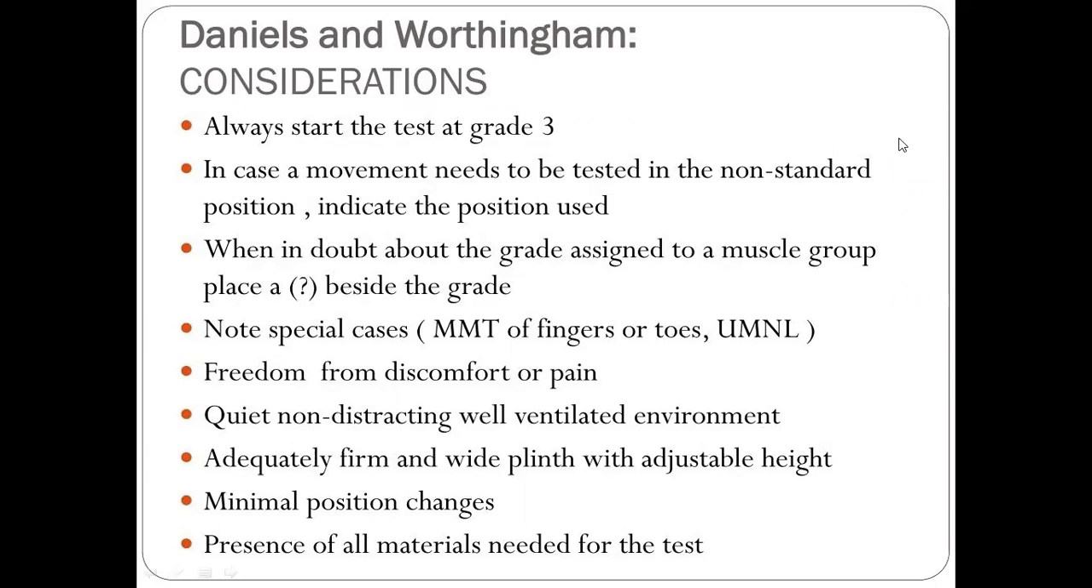Daniels and Worthingham's considerations: always start the test at grade 3. In case a movement needs to be tested in a non-standard position, indicate the position used. Then, when in doubt about the grade assigned to a muscle group, place a question mark beside the grade. Note special cases: MMT of fingers or toes or upper motor neuron lesion, freedom from discomfort or pain, quiet, non-distracting, well-ventilated environment, adequately firm wide plinth with adjustable height, minimal position changes, presence of all materials needed for the test.